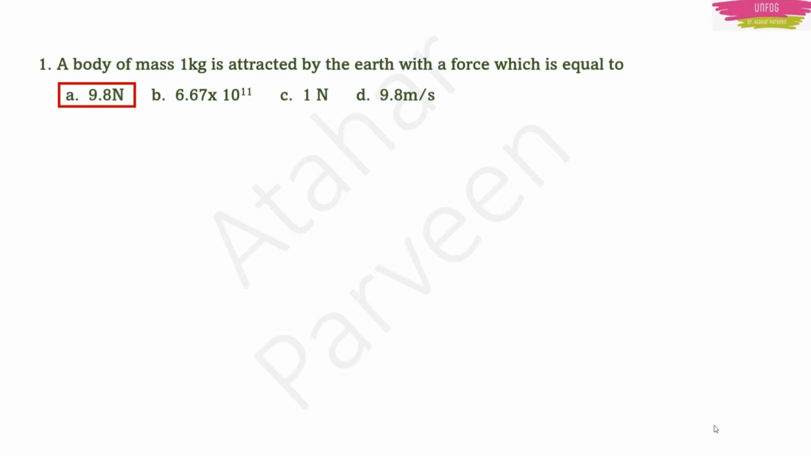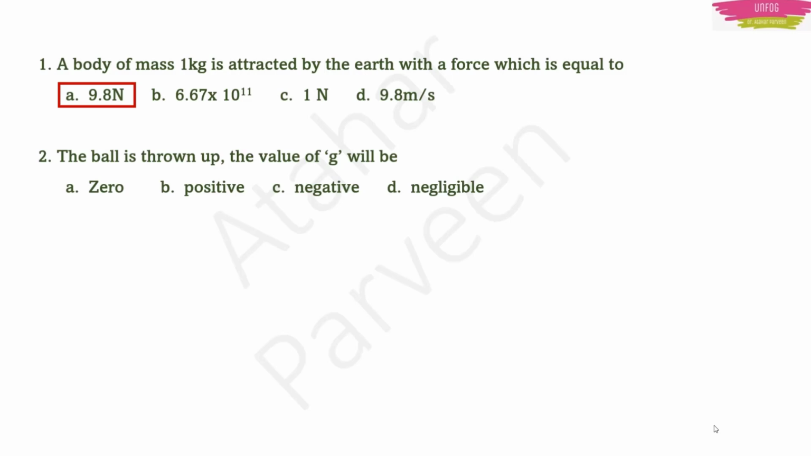Okay. Next question. The ball is thrown up. The value of g will be, small g means acceleration due to gravity, right? See, the concept of acceleration due to gravity, or the concept of gravitation, whatever it is, the earth is pulling objects towards it, right? In this question, they are telling us that the ball is thrown up, which means it is going in the opposite direction of gravity. So the value of g should be, yes, negative.